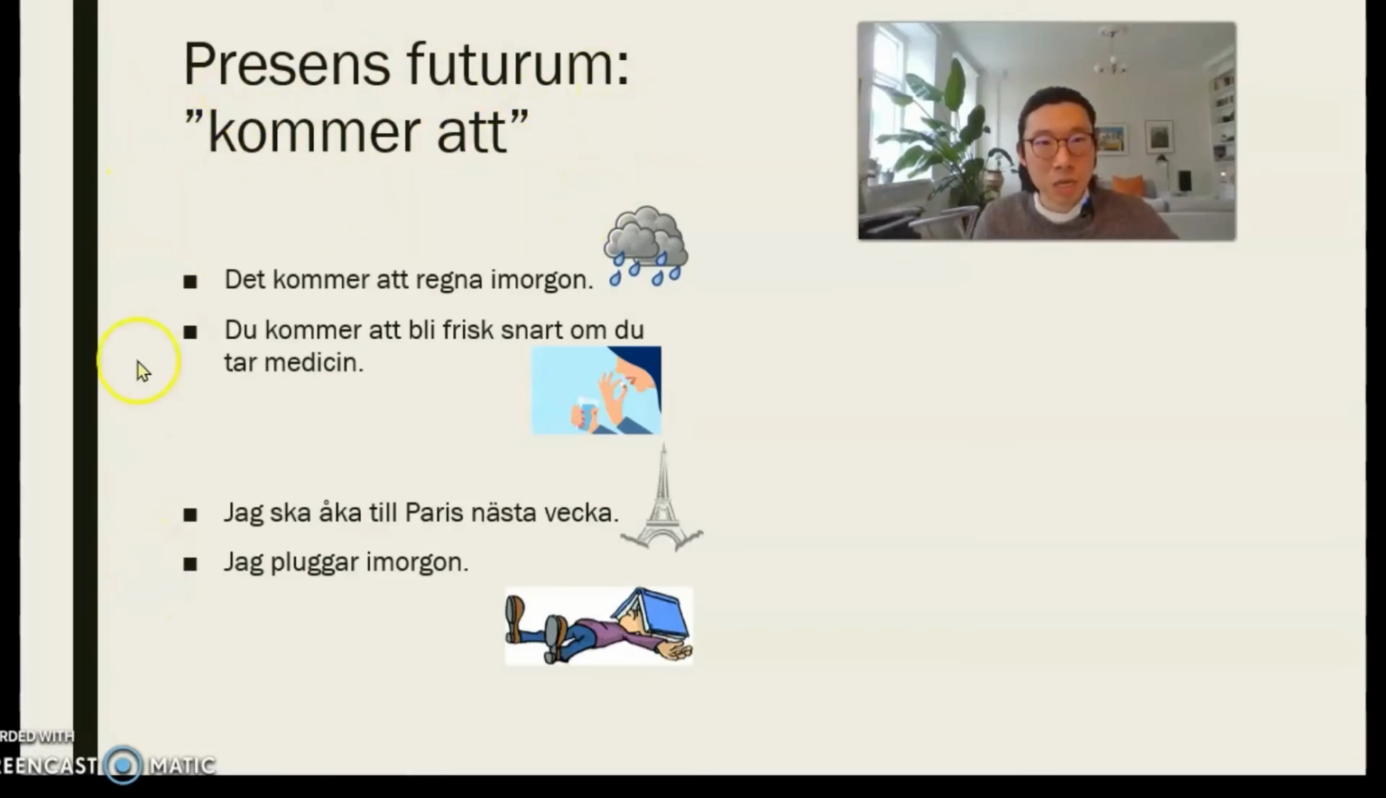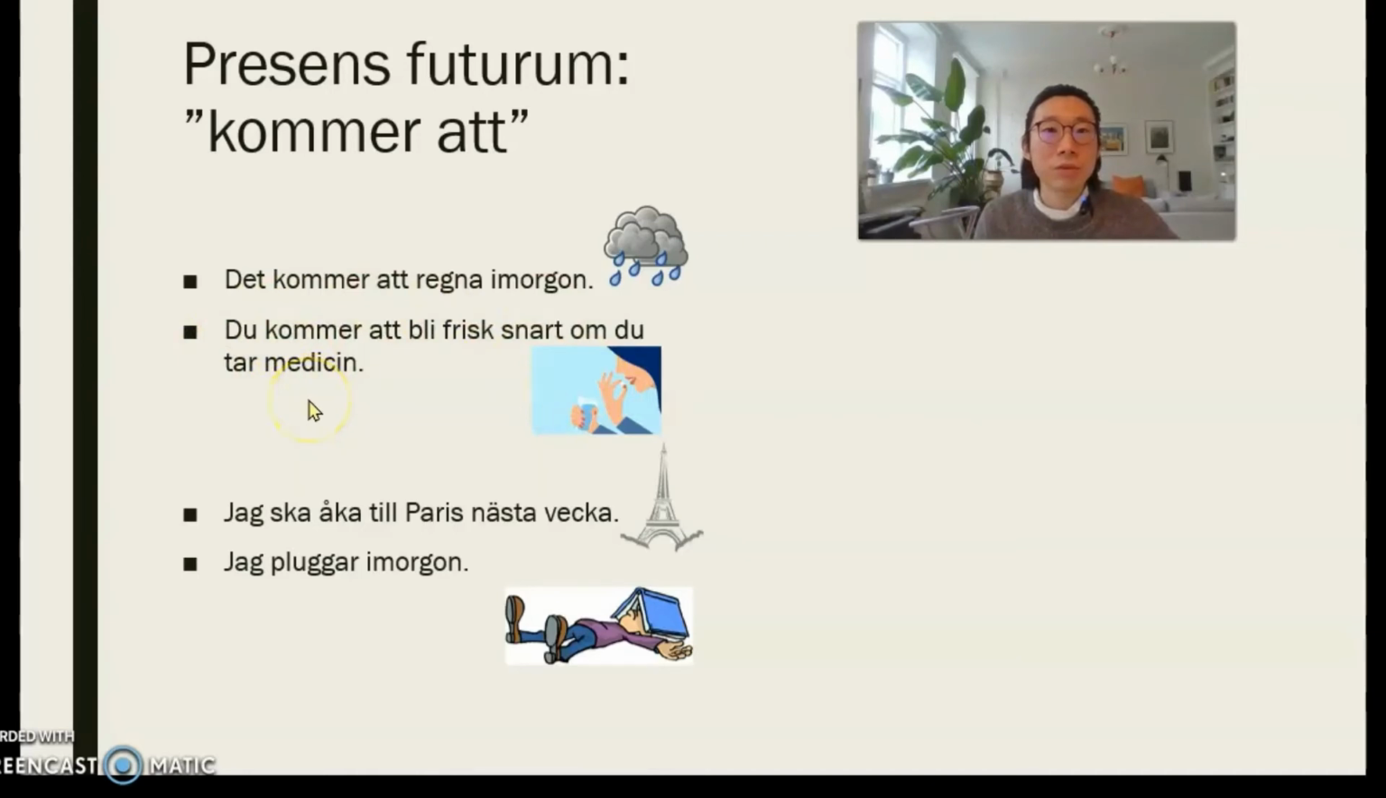Let's explore those examples. Det kommer att regna imorgon. Det kommer att regna imorgon. Du kommer att bli frisk snart om du tar medicin. Jag ska åka till Paris nästa vecka. Jag pluggar imorgon. So let's look at the sentences where we use "kommer att." Det kommer att regna imorgon. Du kommer att bli frisk snart om du tar medicin.